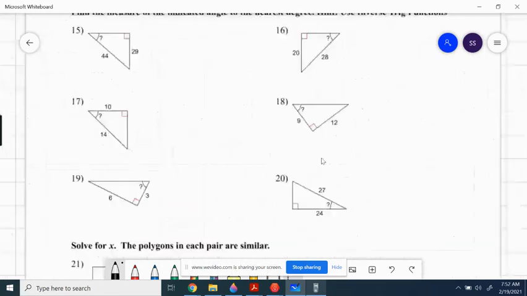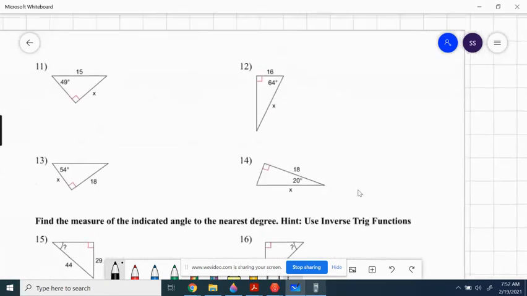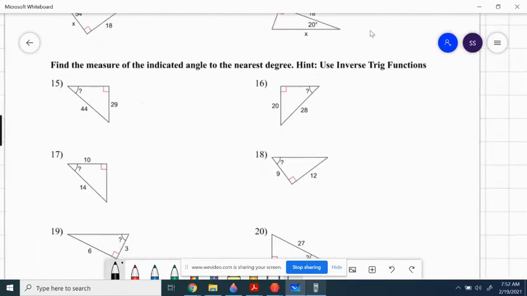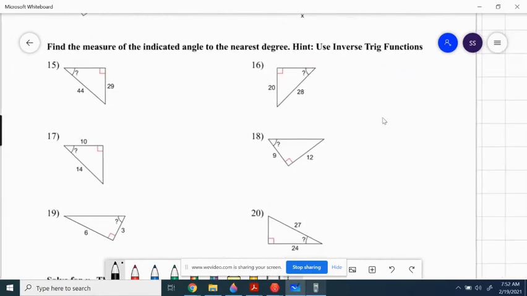All right. 11 through 14, still same thing. 15 through 20, we're using inverse trig functions to find our missing angle.